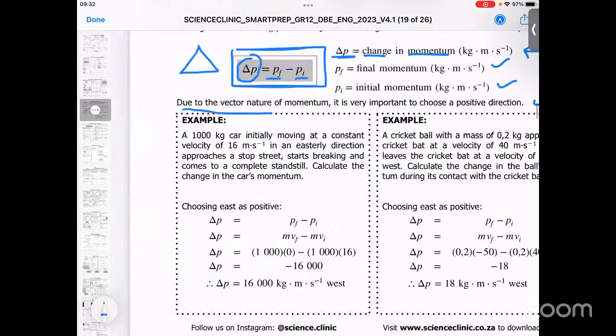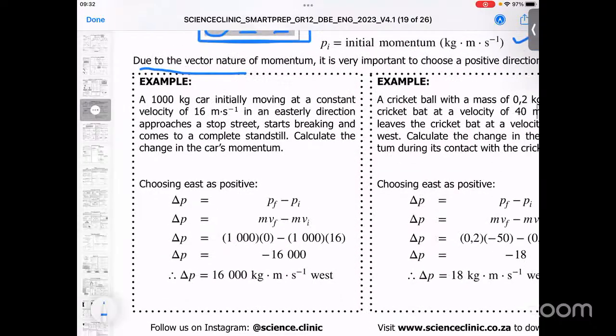So let's see. What are they saying there? They are talking about a 1,000 kilogram car initially moving at a constant velocity of 16 meters per second in an easterly direction. It approaches a stop street, starts braking, and comes to a complete standstill. Okay, now it makes sense, honorable member. They want you to calculate the change in momentum of that car.